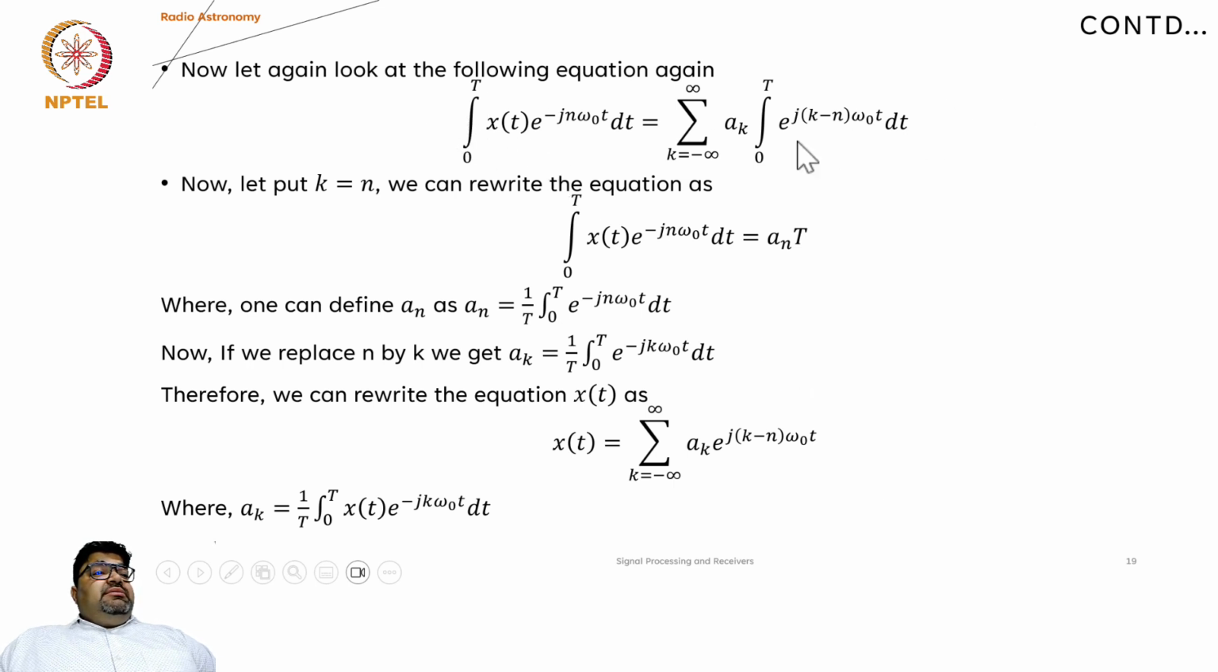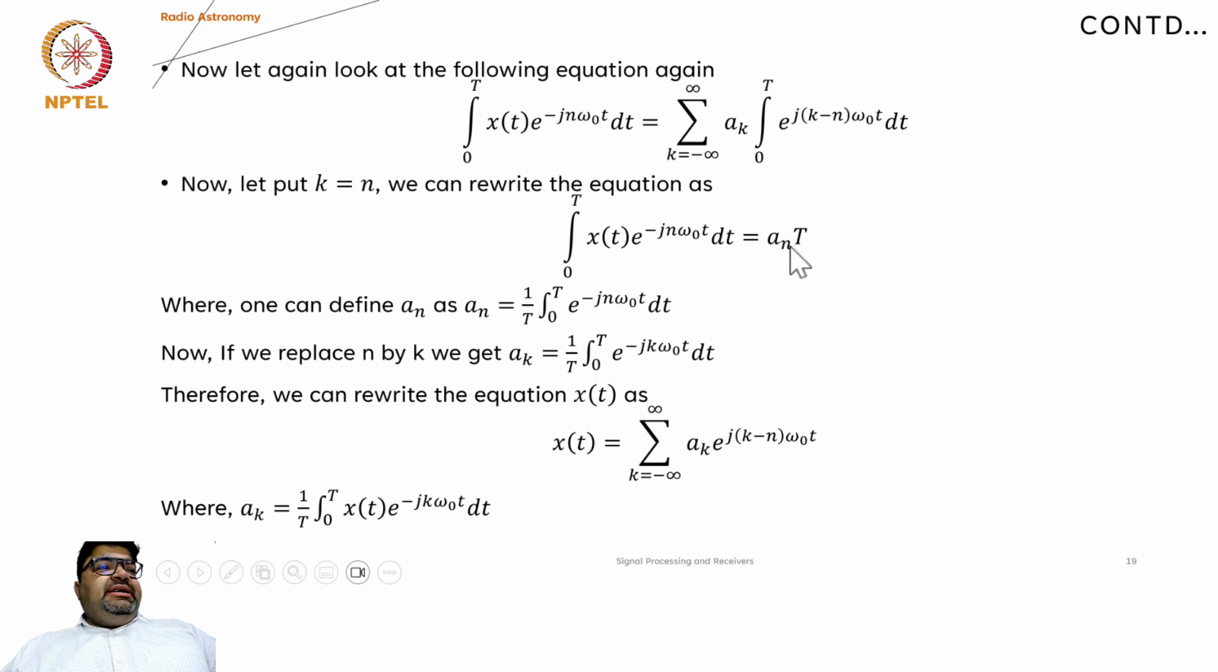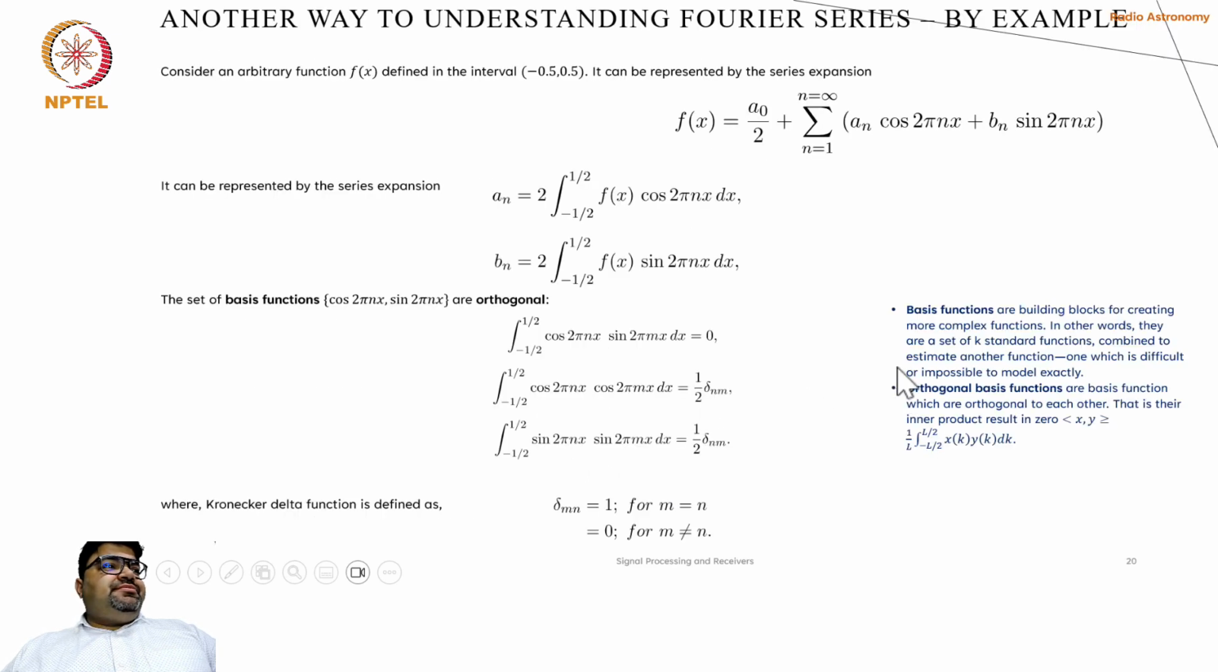So we go back to that main equation, and then we just put k equal to n. The right hand side reduces to a n times T, and the left hand side is still that integral. So a n can be written in terms of the left hand side integral and capital T. That's how we get the value of a k, which is done in the same way. k and n are just arbitrary numbers. So we do that, and that's how we evaluate the coefficients of the Fourier series.